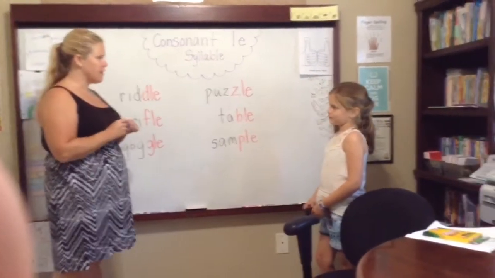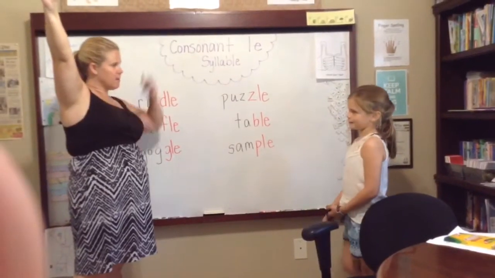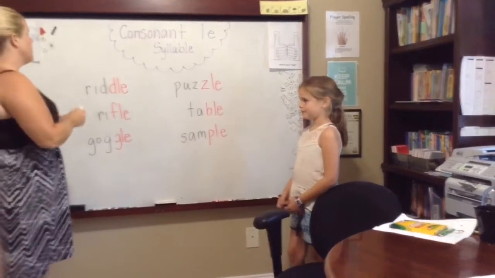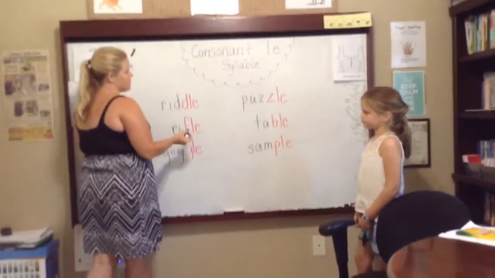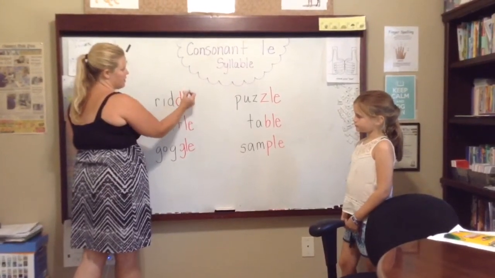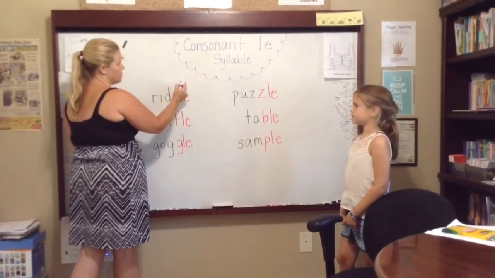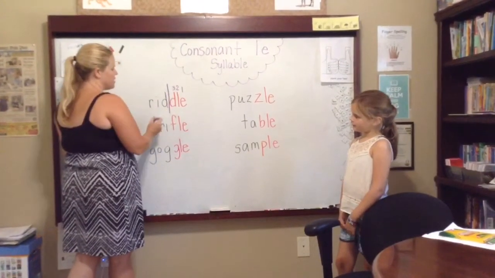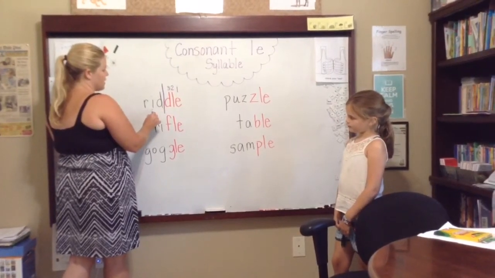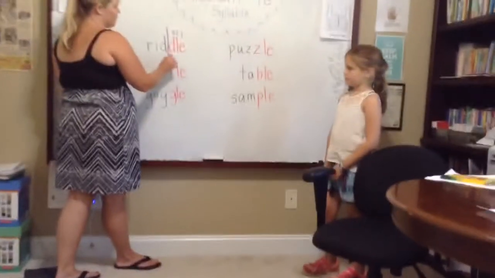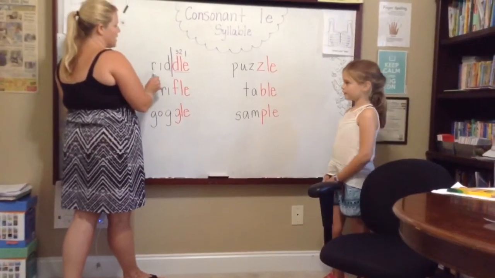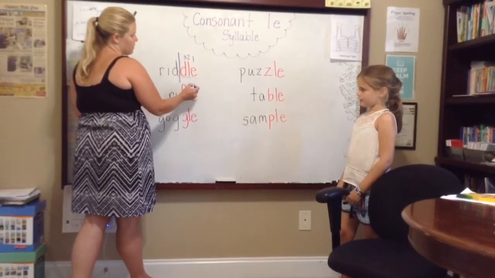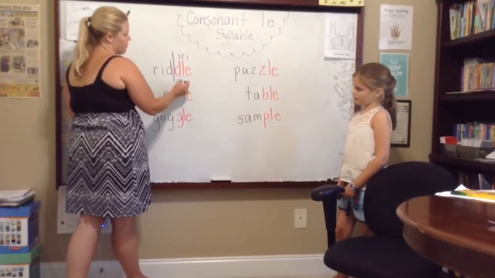Okay, so today we're going to practice our consonant LE syllable. Do you remember how to divide it? Yes. Consonant LE. Count back three to chop it off. So I'm going to do two of them to remind us. We're going to start at the end. It ends in a consonant LE, and we're going to count back three. One, two, three, and then we're going to chop it off. So this first syllable says rid, and what does this say? Dull. So we have rid, dull. Riddle. Good. So let's do this one. Say it out loud. Consonant LE. Count back three, chop it off.